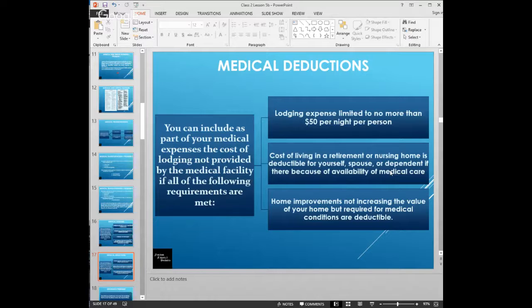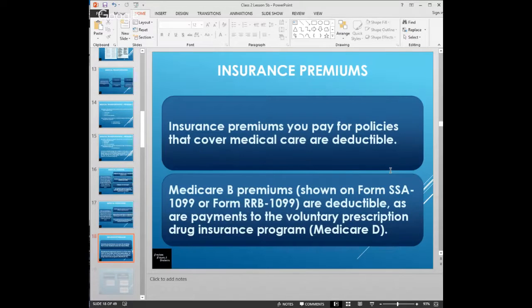So this is where we get into a lot of the long-term care insurance, because this can add up very quickly. Home improvements not increasing the value of your home but required for medical conditions are deductible. An example there would be a handicapped shower or a handicap access ramp going to your house. Those could be included as your medical deductions.